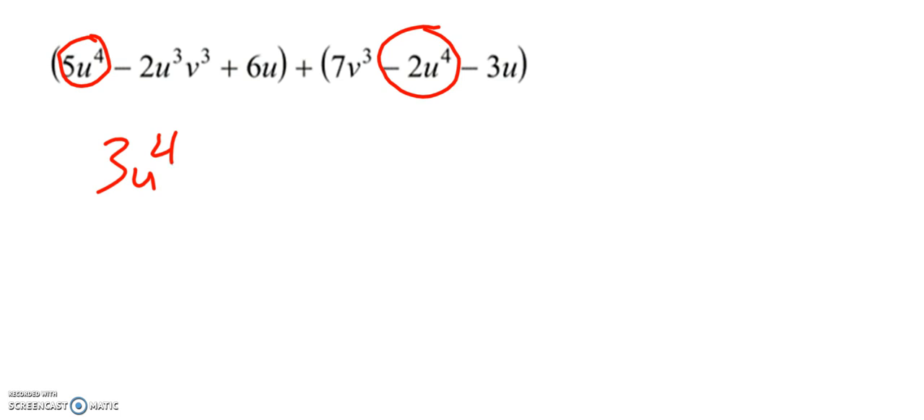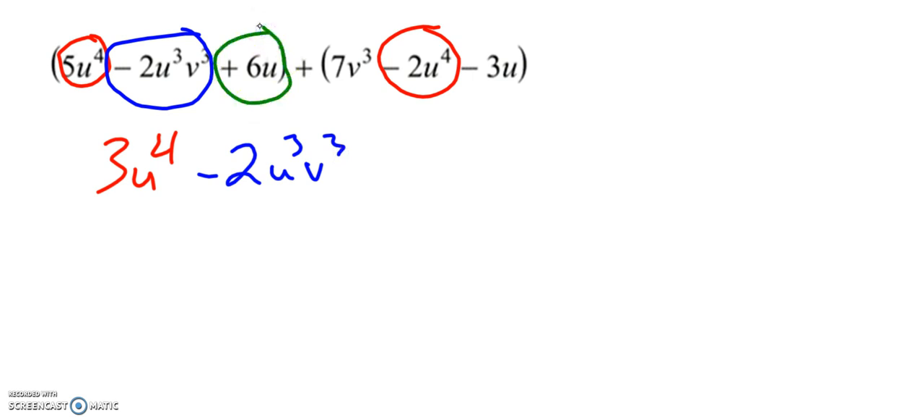Looking to my next term, I've got a u to the third, v to the third, and I don't see any other of those. So if there's no pairs or anything that matches, we're just going to keep that in our answer. So 2u to the third v to the third. We'll keep moving along here. A positive 6u, and notice how I'm including the symbol in front of the term because that indicates whether it's positive or negative. And I also see a negative 3u, so I'm going to do 6u minus 3u to get a positive 3u. And then we are left over with a 7v to the third with no pair.